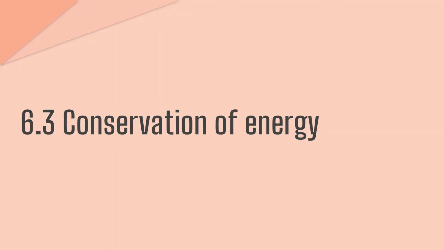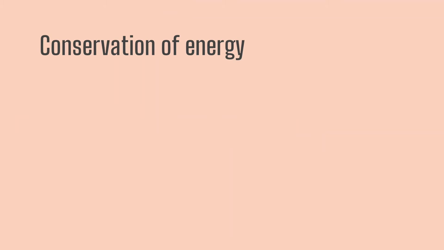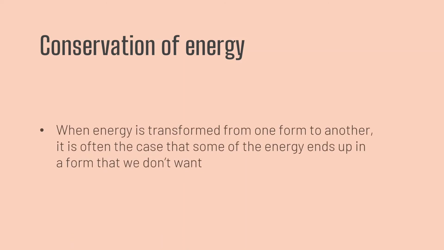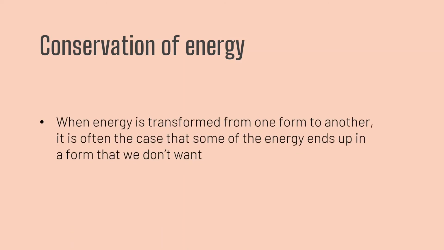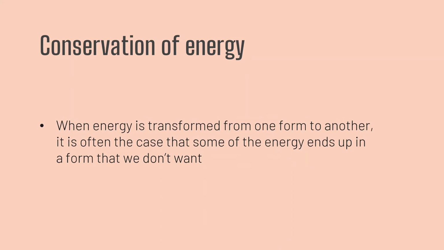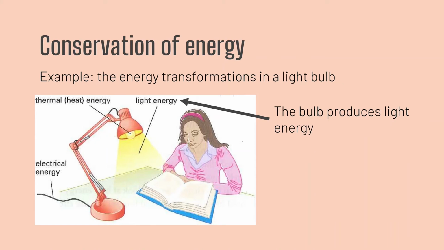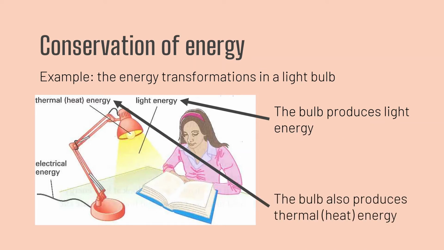The third part of this lesson is 6.3, Conservation of Energy. So what is the conservation of energy? When energy is transformed from one form to another, it's often the case that some of the energy ends up in a form that we don't want. For example, the energy transformations in a light bulb. The bulb produces light energy, which we do want, but also thermal heat energy, which we do not want.